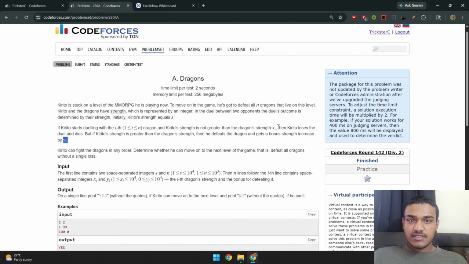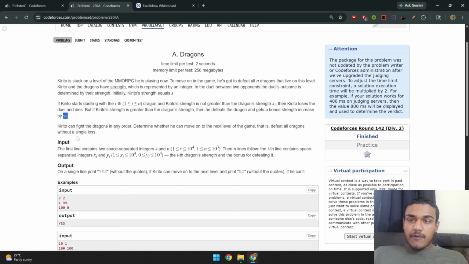So they've given us a pair, xi being the dragon strength, and if they defeat the dragon successfully, we get a bonus strength of yi. Our player can fight the dragons in any order. Note, this is important. This is a really big clue that they've given us, in any order. I'll tell you why that is later. So we need to see if the player can move on to the next level and defeat all the dragons without losing. Looking at the criteria, we've been given a time limit per test of 2 seconds.